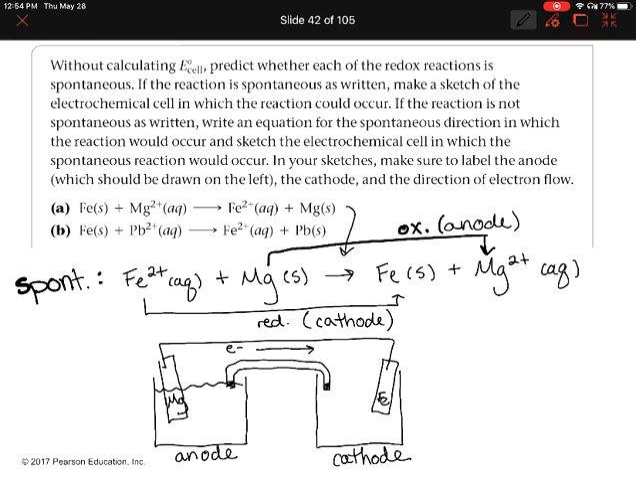And these electrodes are in solution. So on the anode side, we'll have magnesium ions in solution. So maybe we'll use magnesium nitrate, because the nitrate will just be a spectator ion. And then on the right-hand side, we'll have some iron ions floating around, so maybe we'll use iron nitrate on that side. Okay, so that's our sketch. And now let's go look at the second reaction.